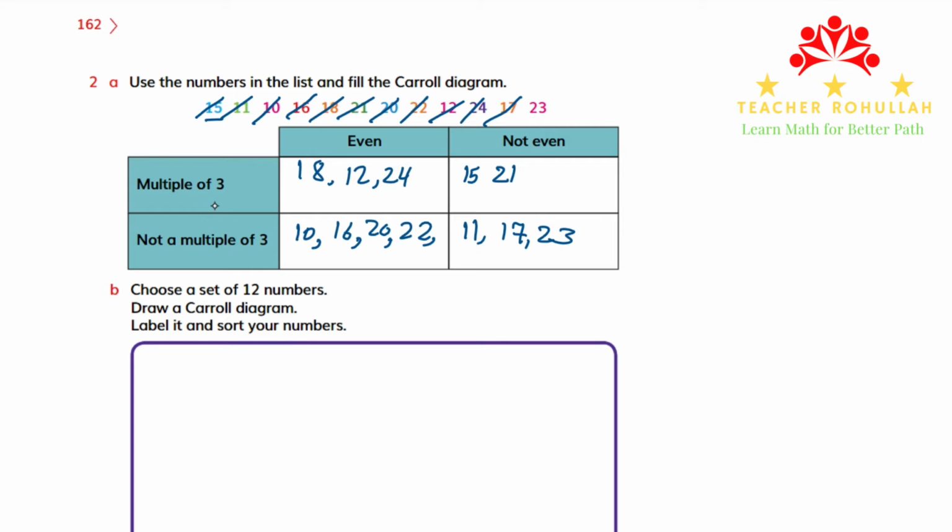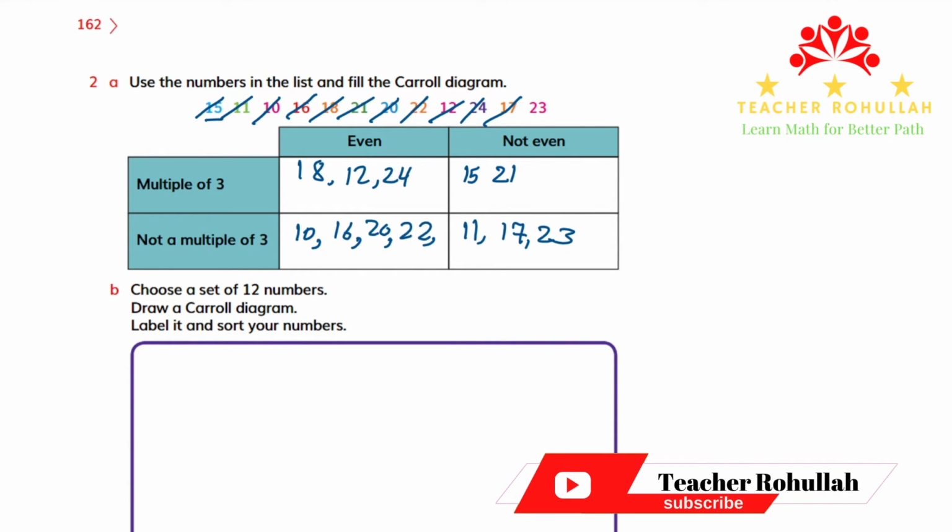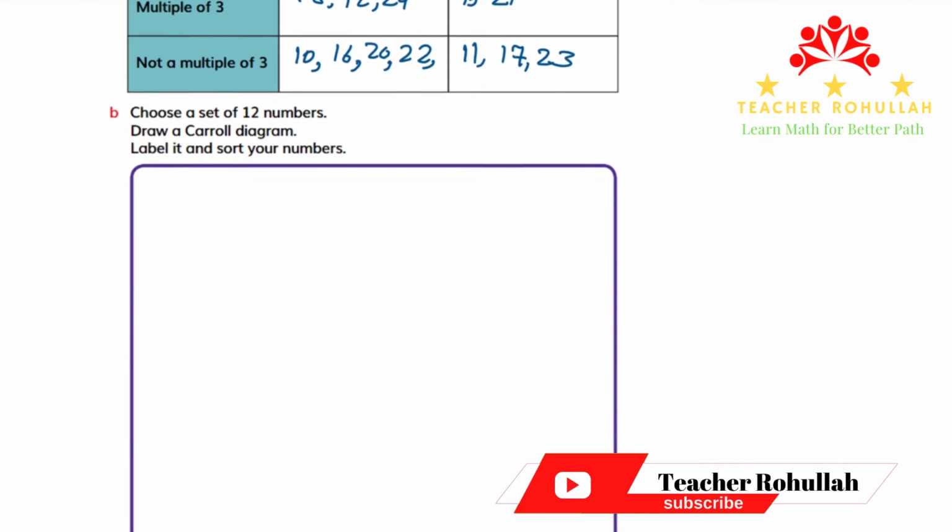We sorted them out in a way that the ones which are multiples of 3 and even come in the first column. The ones which are multiples of 3 and not even come in the second column. And the ones which are not multiples of 3 but even come in the first column over here. And the ones which are not multiples of 3 and not even also come in the last column. So we are done with part A of question 2. Let me scroll down to move to part B of this question.